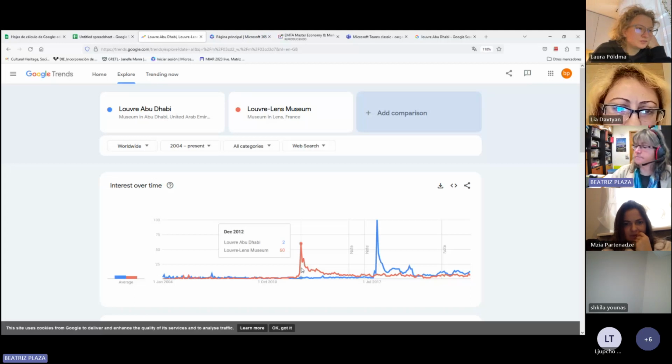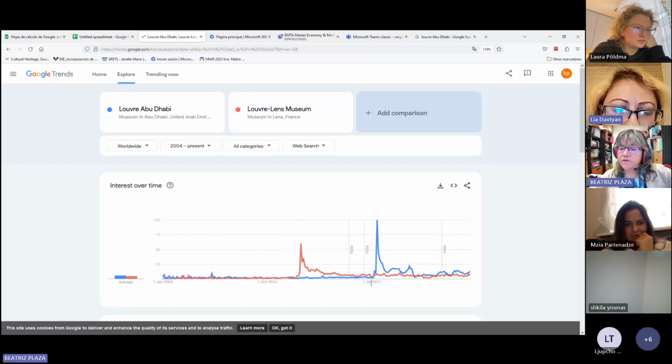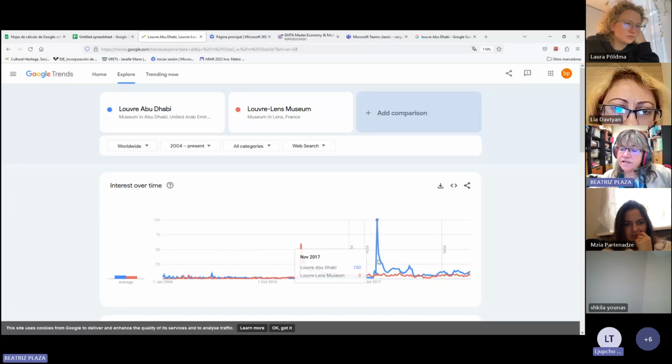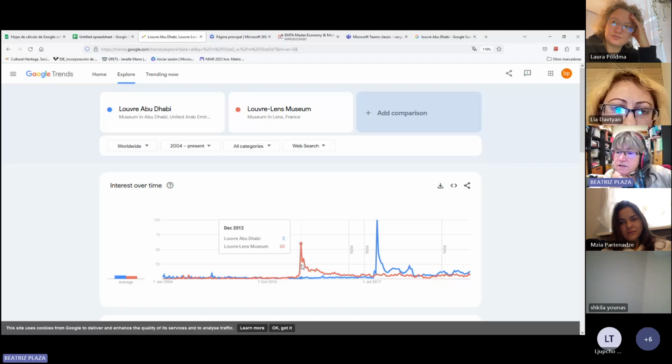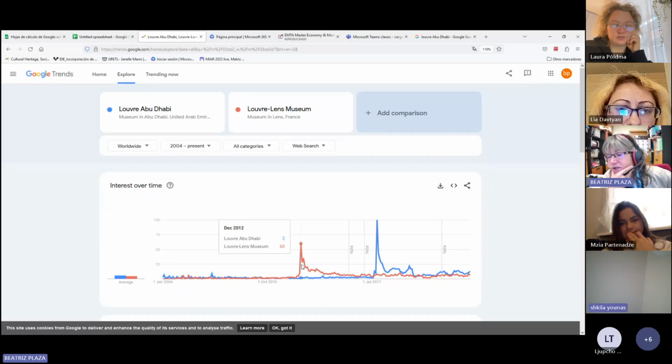How much less? If it is 100 and this is 60, how much less? 40. 40% less. Yes, lovely. 40% less. So we are saying that during the inauguration, Louvre Lens attracted 40% less of the attention of the audiences.